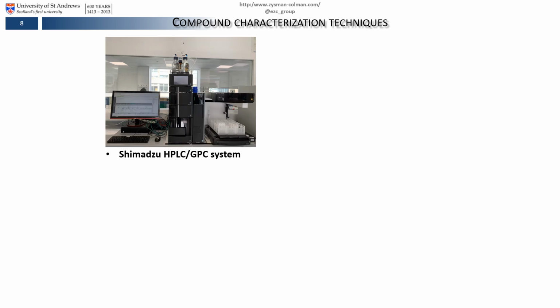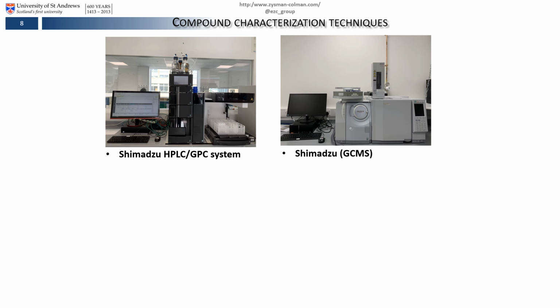Compound characterization techniques are essential for identifying and analyzing the properties of a chemical substance. HPLC, or high performance liquid chromatography, provides information on purity. GCMS, also known as gas chromatography mass spectrometry, identifies the mass to charge ratio of the compound.